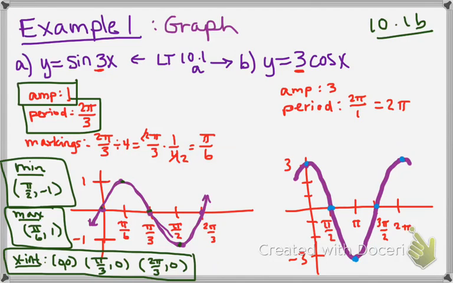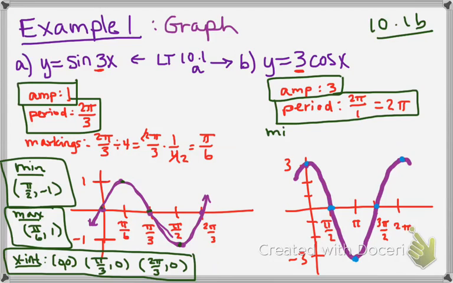So now let's look at the second graph and pick off the same things off of the second graph. So again, we already identified our amplitude because that was needed to graph. The period, we also needed that to graph, so that's the 2 pi. And then minimum, this graph only has 1. The minimum value is at pi, -3. That's this point right down here. We have 2 maximum values.